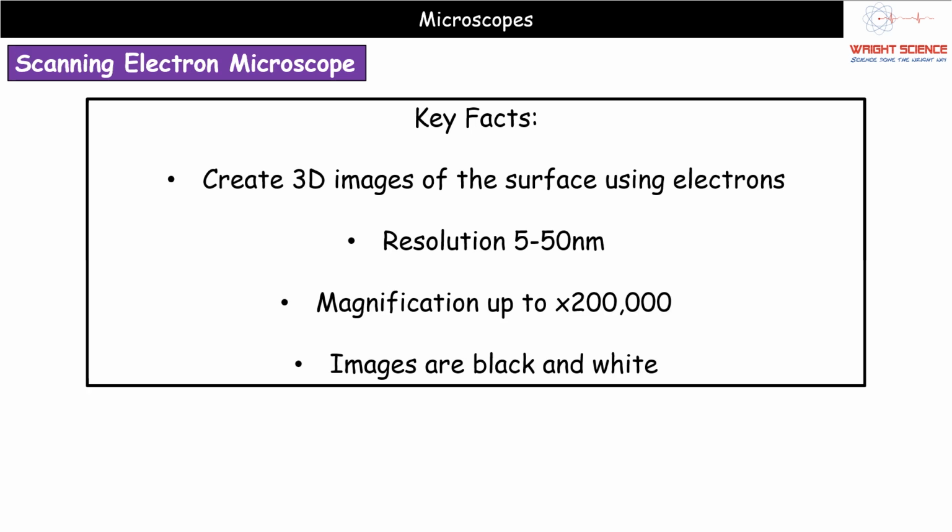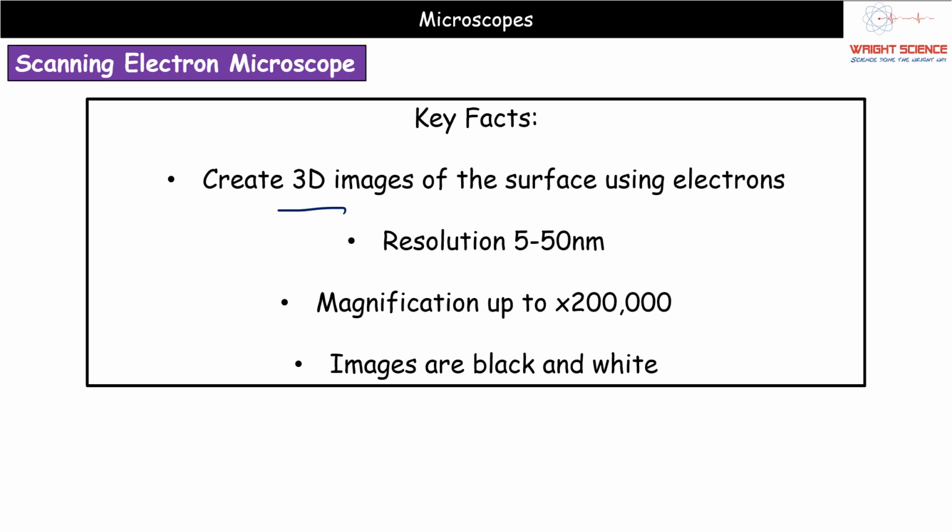Our final type of microscope, the scanning electron microscope then. First key fact, this is the one that creates three-dimensional images of the surface. So we're still using electrons, hence the name electron microscope, but what it does is scan them across the surface of whatever we're looking at, and from that we then build up this three-dimensional picture of the surface of that object. Resolution, not quite as good as our transmission electron microscope. You can see 5 to 50 nanometers this time. Magnification, again, a bit less than the transmission electron microscope, times 200,000 here, but the images are still in black and white.